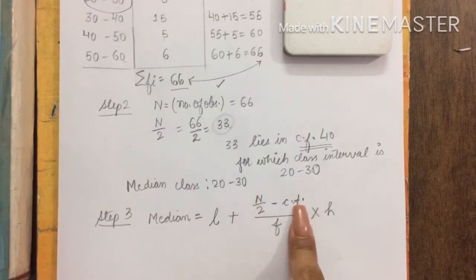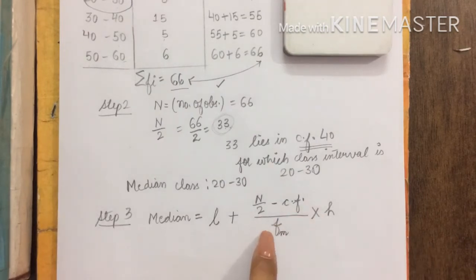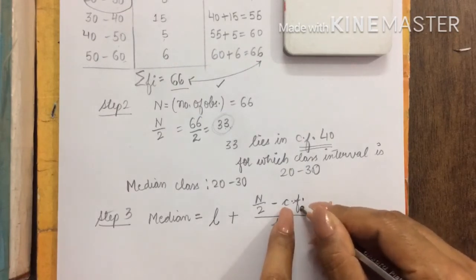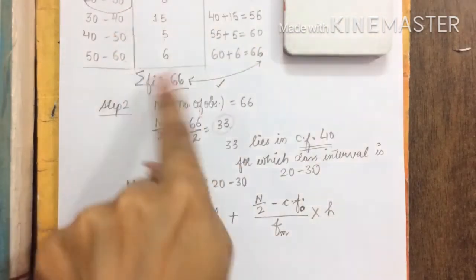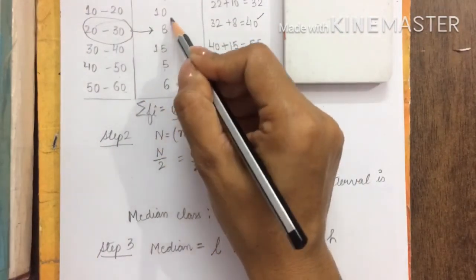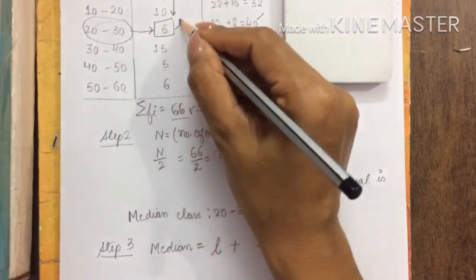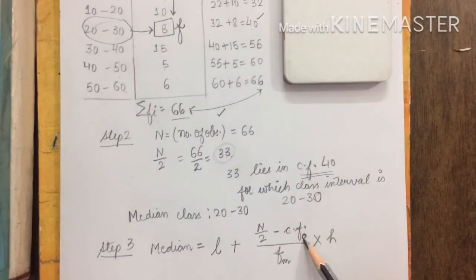Now you have CF and f, cumulative frequency and frequency, but these are not for the same class. The frequency is for the median class, so you can write down f_m. The cumulative frequency is for the previous class, so you go back from the median class. If you want to indicate in your table, you can indicate this is your median class. Be very careful: its frequency will be f, and CF will be from the previous class.